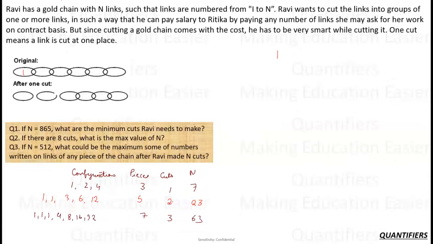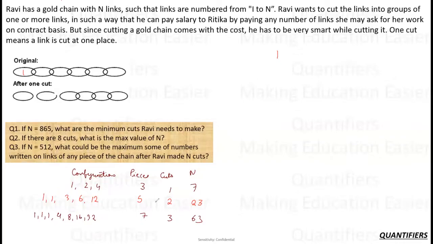Now, using this, I have to generalize my results. How many pieces will be there? I have already generalized. How many cuts do I have? What is this n? This n is nothing but the summation of whatever it is. 1 plus 2 plus 4 is 7. 1 plus 1 plus 3 plus 6 plus 12 is 23. 1 plus 1 plus whatever it is 63.